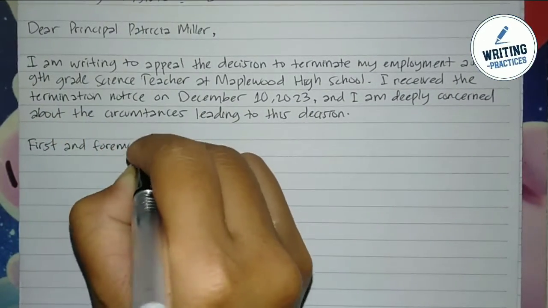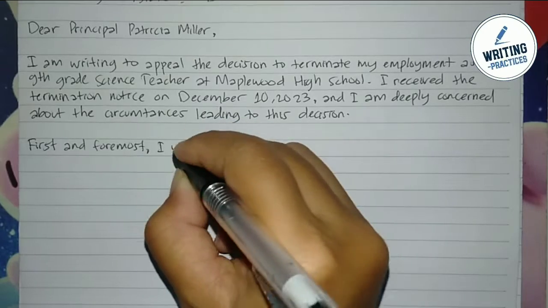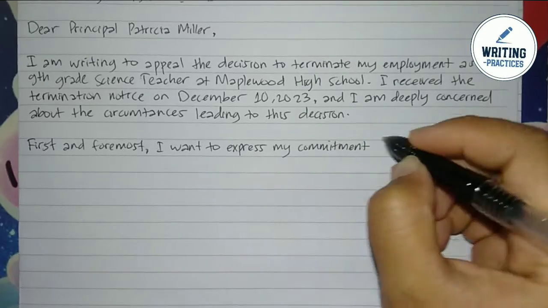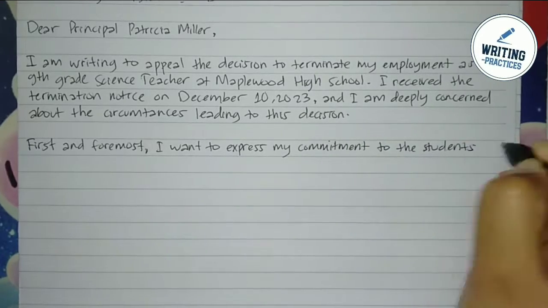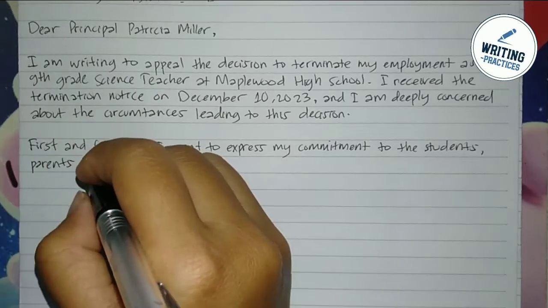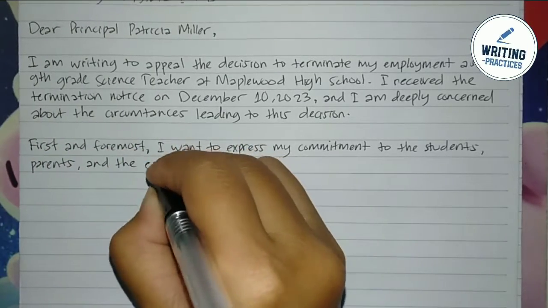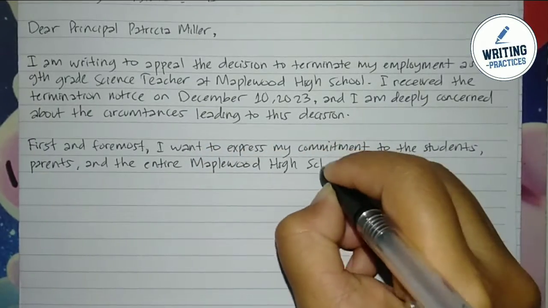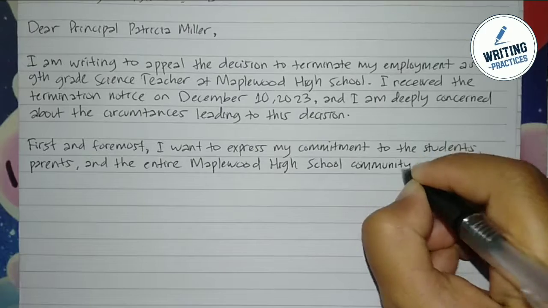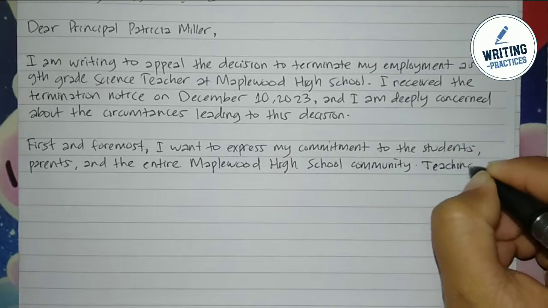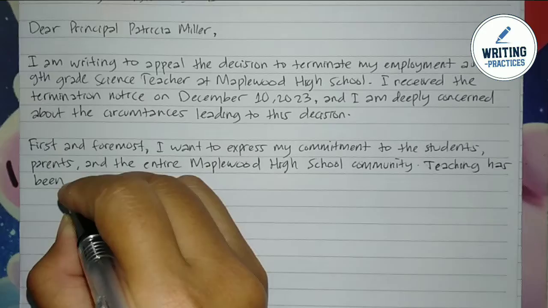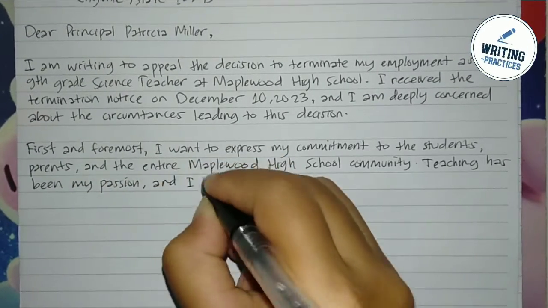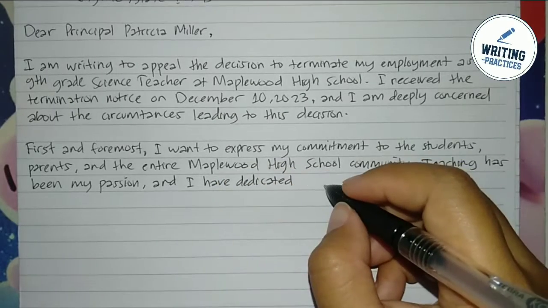In the second paragraph, it is about professional dedication. In this paragraph, you need to express your dedication to the school, students, and your role as a teacher. You should convince the reader that you are a good teacher with good commitment. And here is the example. First and foremost, I want to express my commitment to the students, parents, and the entire Maplewood High School community. And then, emphasize your passion for teaching, and write also the effort you've put into creating a positive learning environment. If you don't know what to write, you may copy this.